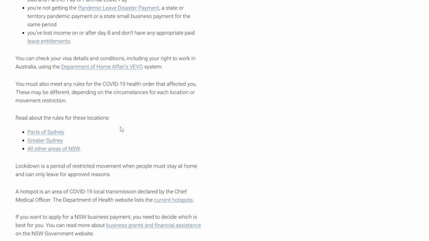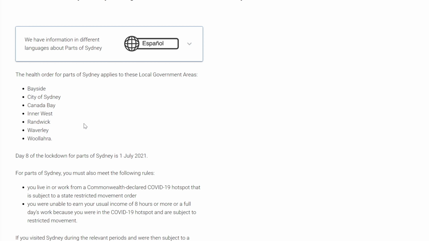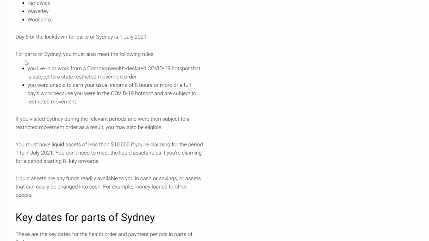The COVID-19 payment rules might be different depending on your circumstances and the location or movement restrictions in different parts of Sydney. So let's take a look. You'll be eligible to apply for this payment if you are in these parts of Sydney. The first category is parts of Sydney, which includes these areas. If you are from any one of these areas, such as Bayside, City of Sydney, Canada Bay, Inner West, Randwick, Waverley and Woollahra, then you are eligible for the COVID-19 disaster payment. And you should meet the following rules.